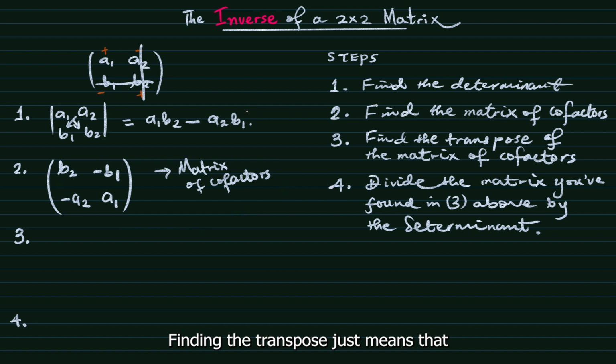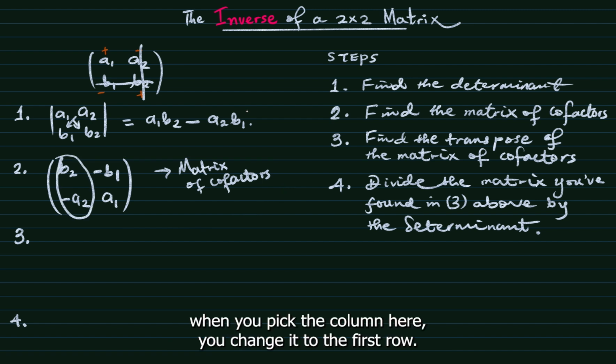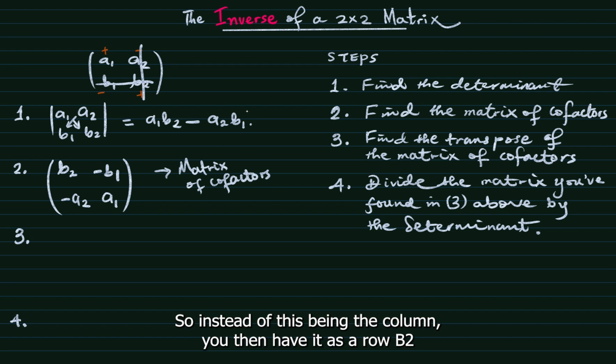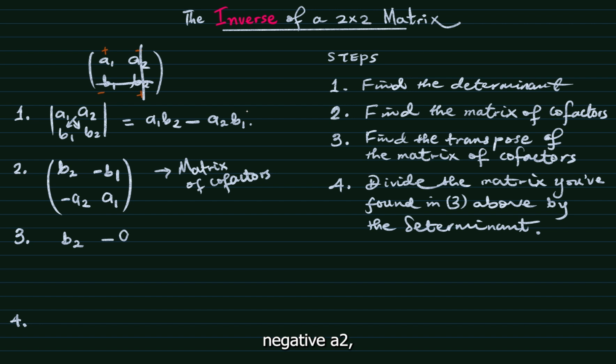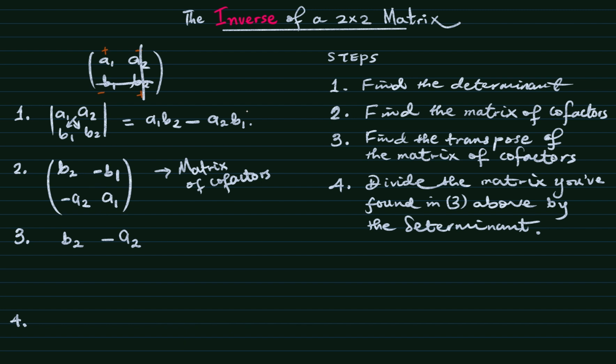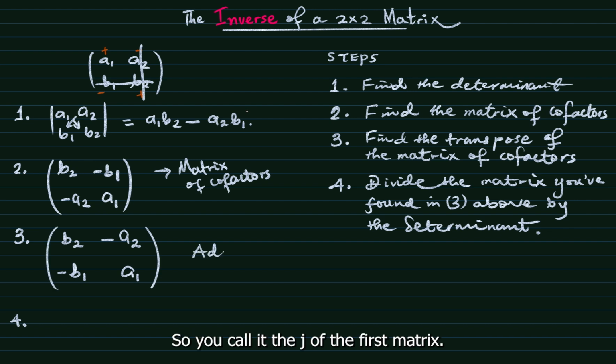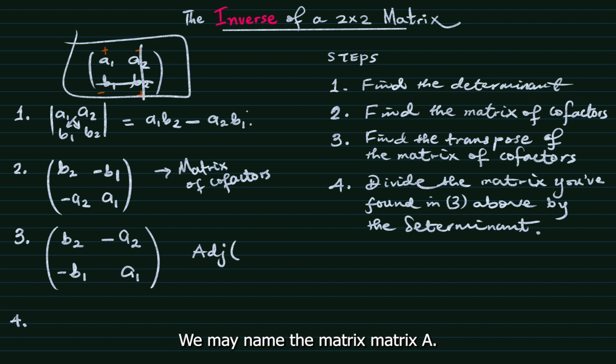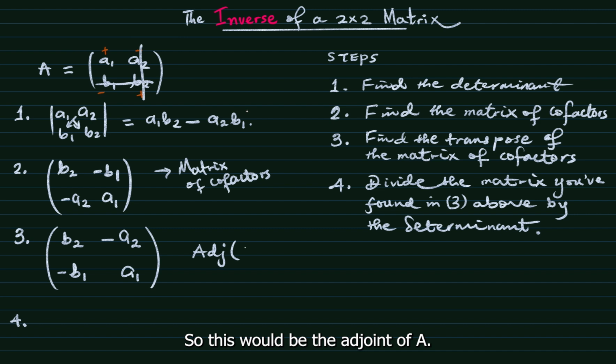Finding the transpose just means that when you pick the column here, you change it to the first row. So instead of this being the column, you then have it as a row: B2, negative A2, which also means that the second column here will become the second row, which will be negative B1, A1. This is called the adjoint matrix. So you call it ADJ of the first matrix here. We may name that matrix A. So this will be the adjoint of A. Sometimes it's also called the adjugate.